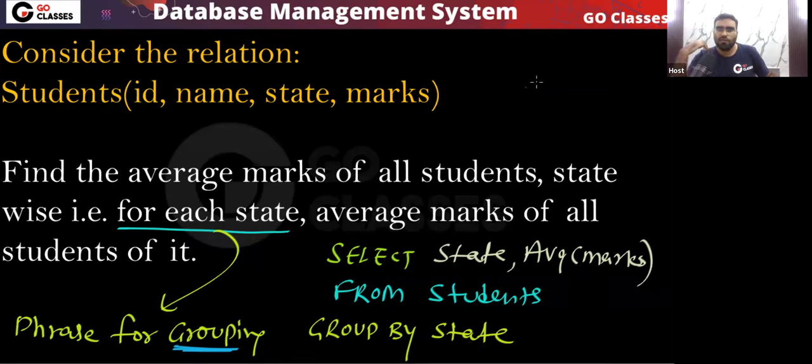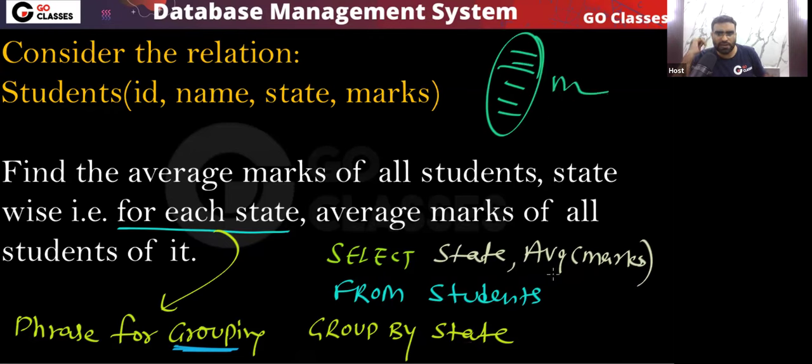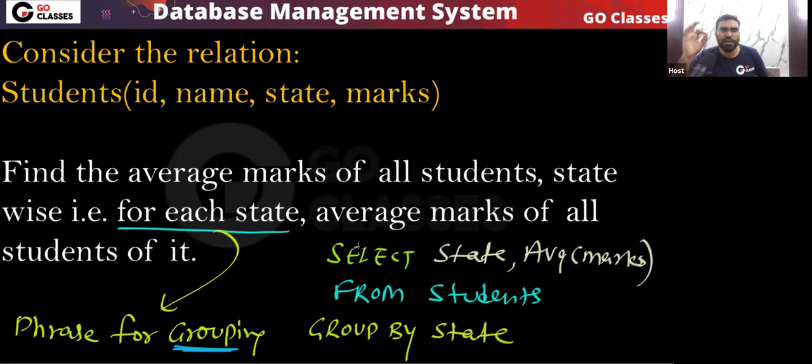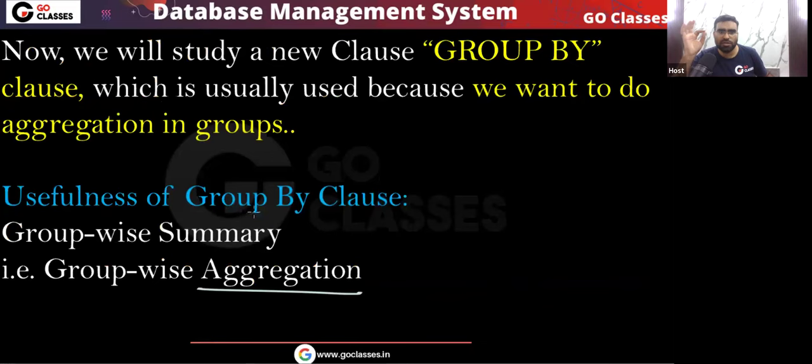Tell me one thing. For one group, how many tuples will be there in the output? Like this is the group of Maharashtra. These are the students of Maharashtra. For them, I want average marks. So for one group, how many tuples will be there in the output? In the output, you will have Maharashtra and the average marks of Maharashtra. So for one group, one tuple in the output. Is this clear? Very intuitive concept, right? I'm telling you, this group by clause is very intuitive.